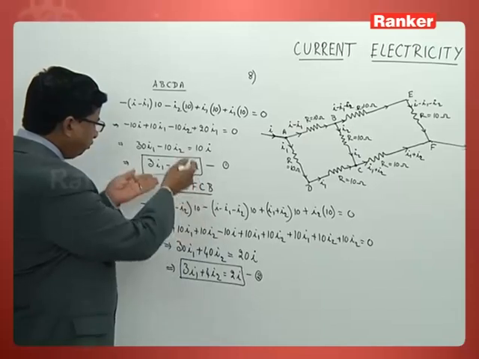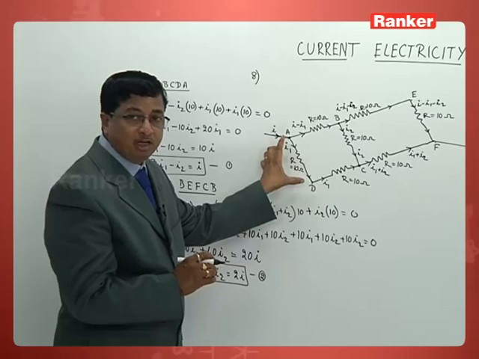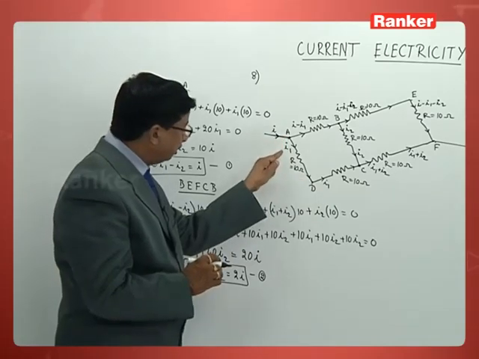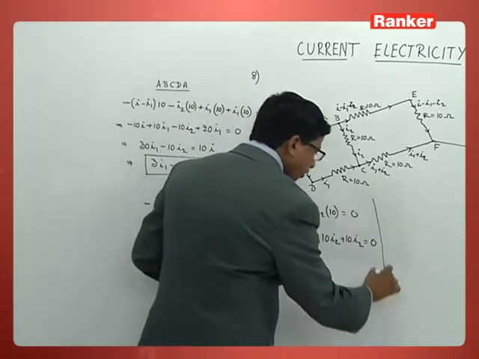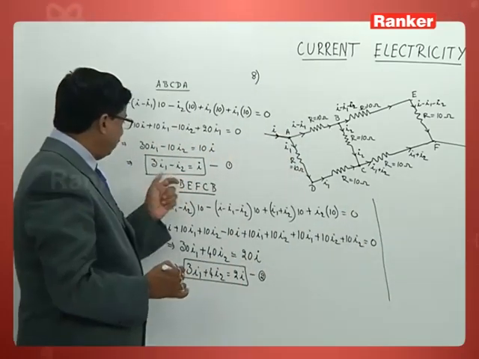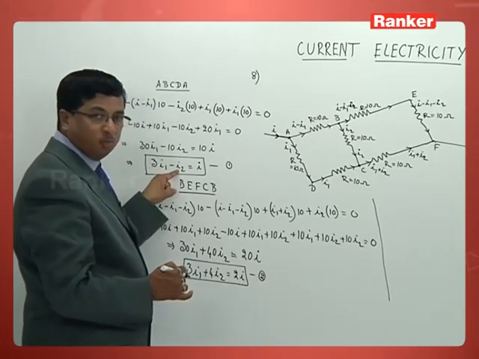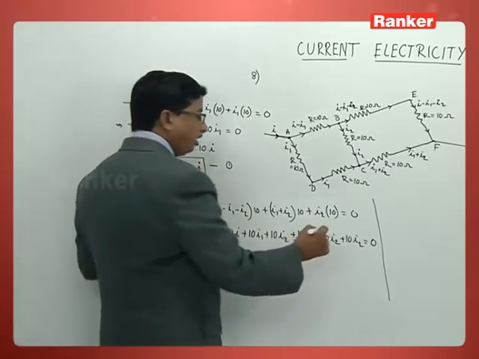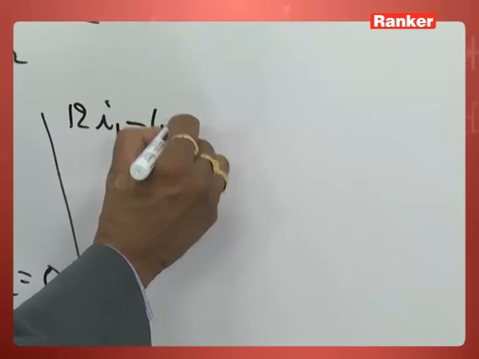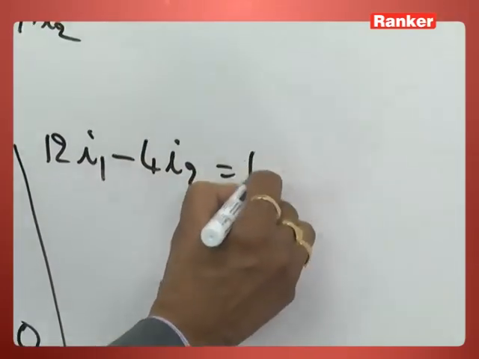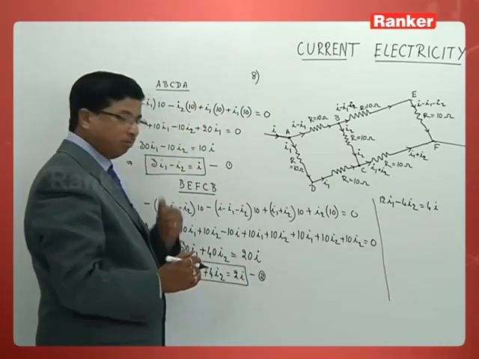Now simplify just by solving them. What is the current across AD is my question. So what should I write? I1 I should calculate. So what next I should do? Take the first equation. I1 I want. Therefore, you multiply this I2 by 4. So what will you get? 12I1 minus 4I2 is equal to 4I. I have multiplied the first equation by 4.